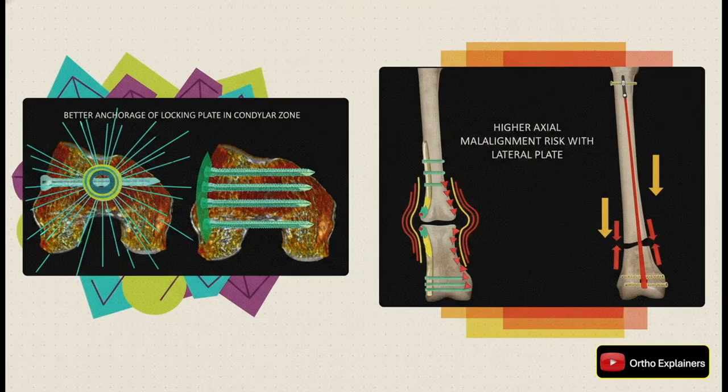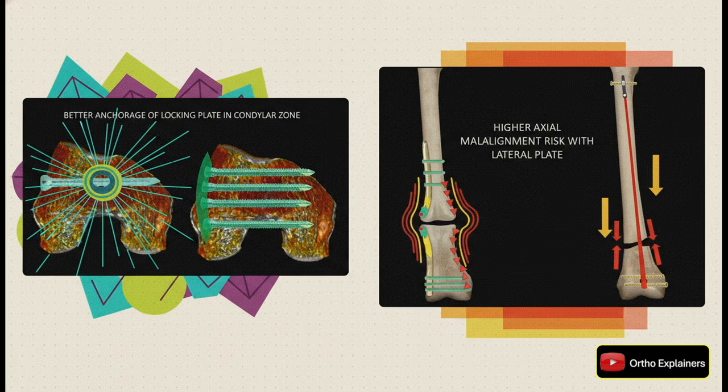This comparison really sums it all up, doesn't it? On the left, the plate gives you that ironclad grip on the distal condyles. You feel like you've really got it locked down. But on the right, the nail is biomechanically superior. It's handling the load the way the bone wants to handle it. So, do you want better distal fixation, or do you want better axial mechanics?